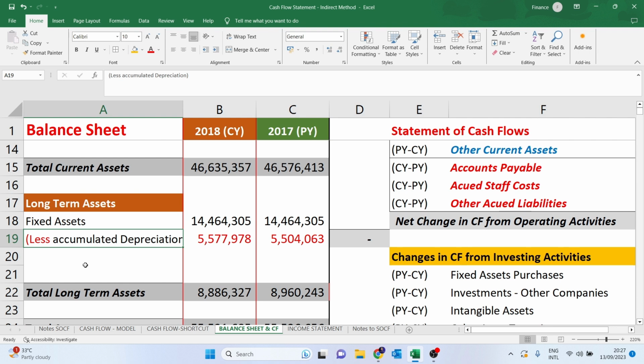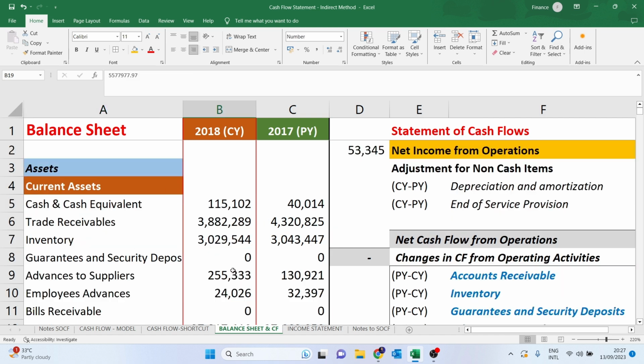This accumulated depreciation is actually a non-cash item, because in the journal entry of depreciation, as all of you know, we debit the depreciation expense and credit the accumulated depreciation. So whatever depreciation expense is charged will come here, right? There is no impact on cash. That is why it is called a non-cash item. So that is the first one in the non-cash items.